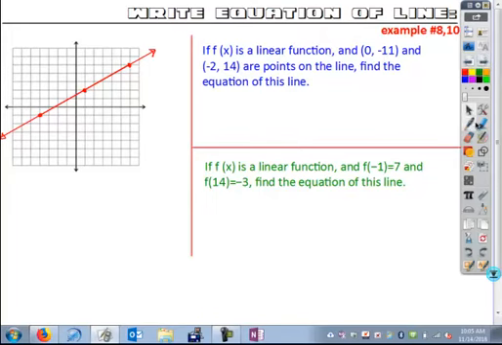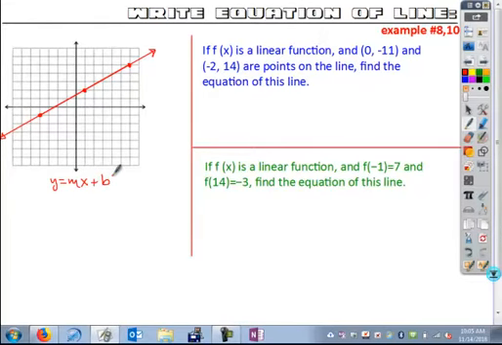Okay, so let's talk through a couple of the different types of problems that you're going to see where you have to find the equation of the line. The first one is one where you're going to be asked to write the equation based on the graph. The whole strategy of writing your equation for the line is going to be to use y equals mx plus b.